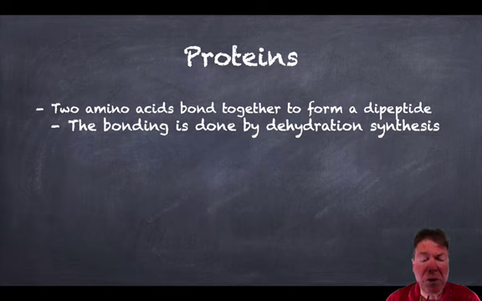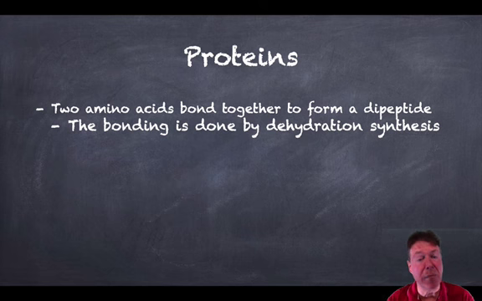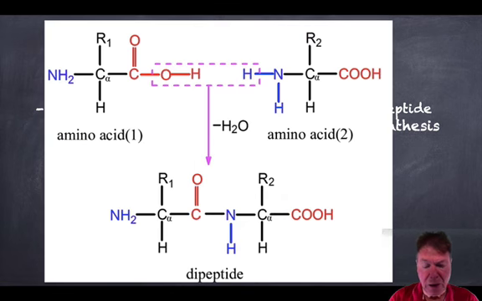All right, two amino acids bond together to form a dipeptide. And that process is done by, surprise, dehydration synthesis, removing the water, a combination of H2O, from each of the molecules we're combining to make one. Again, very similar to what we talked about when we made carbohydrates.